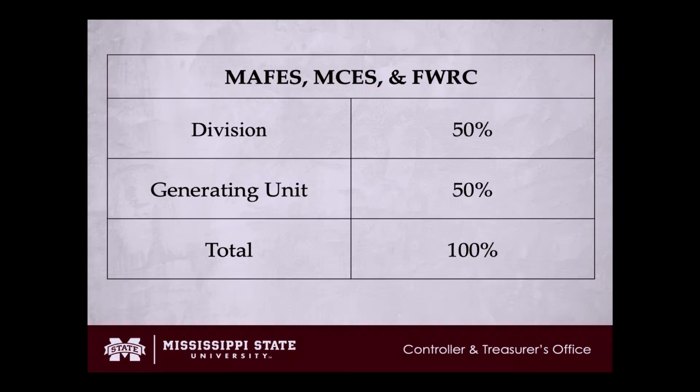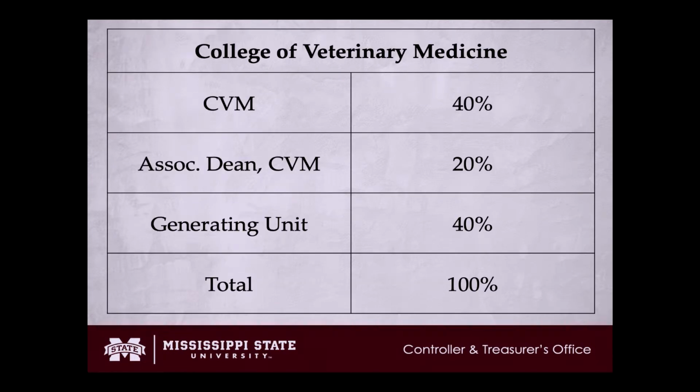The second division is MAFIS, Extension and Forestry. The division receives 50%, the Generating Unit receives 50% for a total of 100%. The third division is the College of Vet Med, with CVM receiving 40%, the Dean of CVM 20%, and then the Generating Unit 40% for a total of 100%.